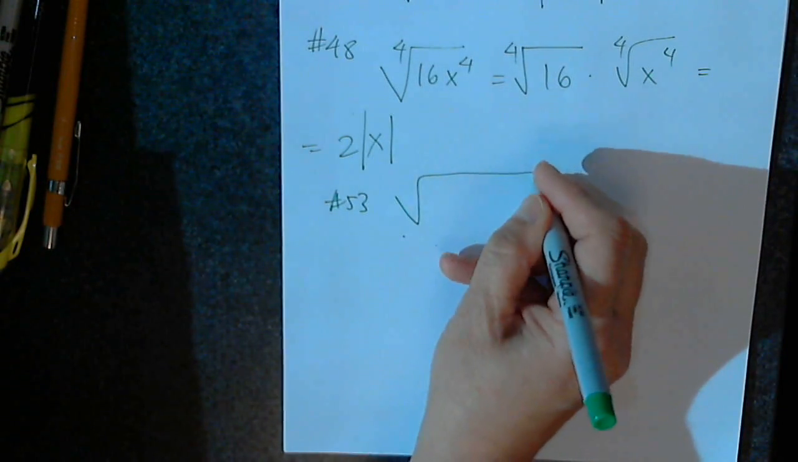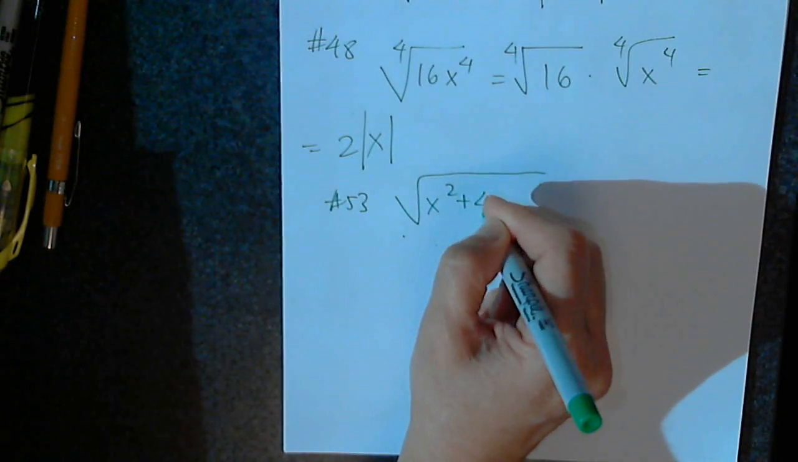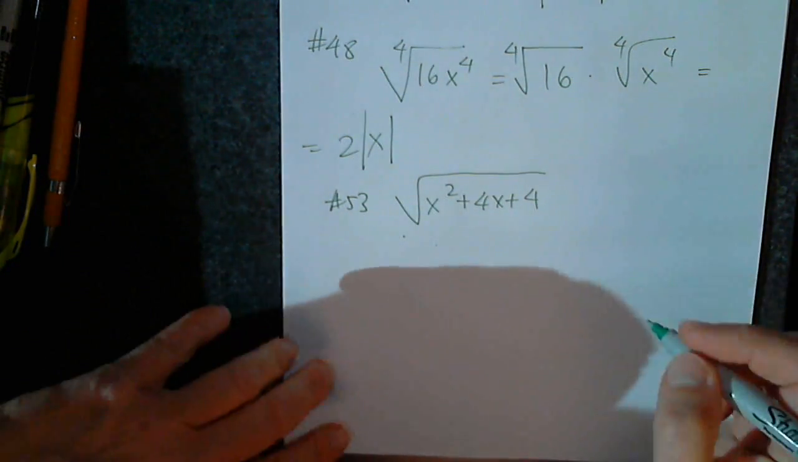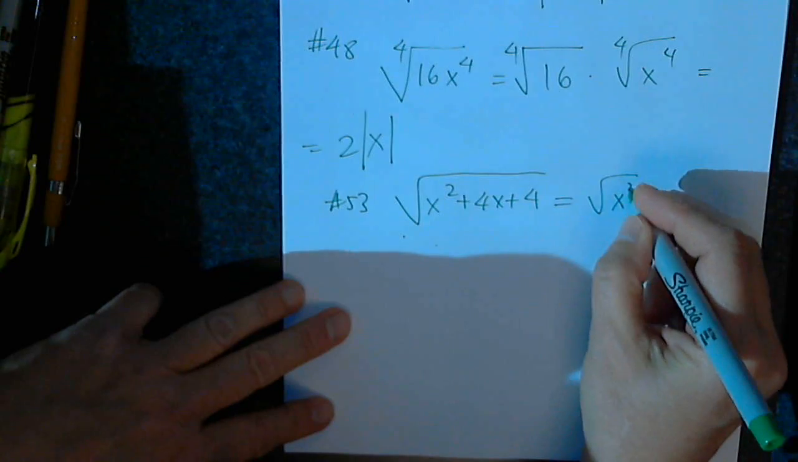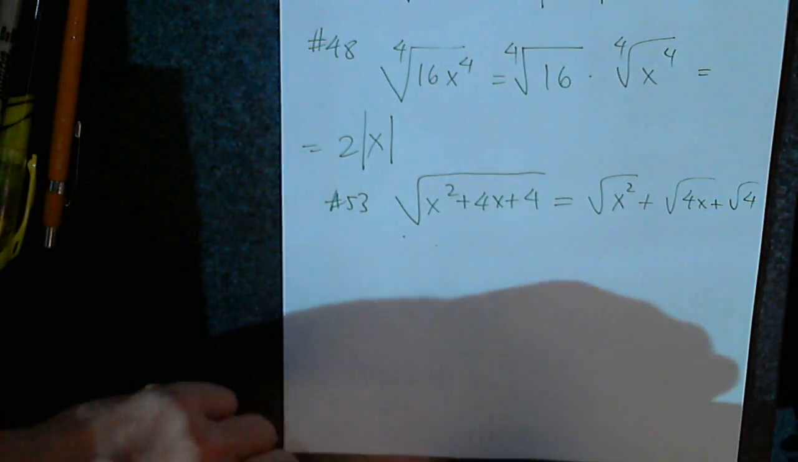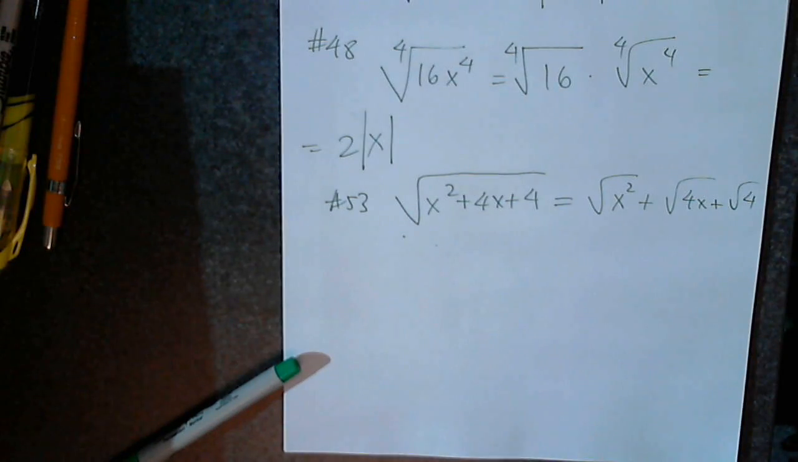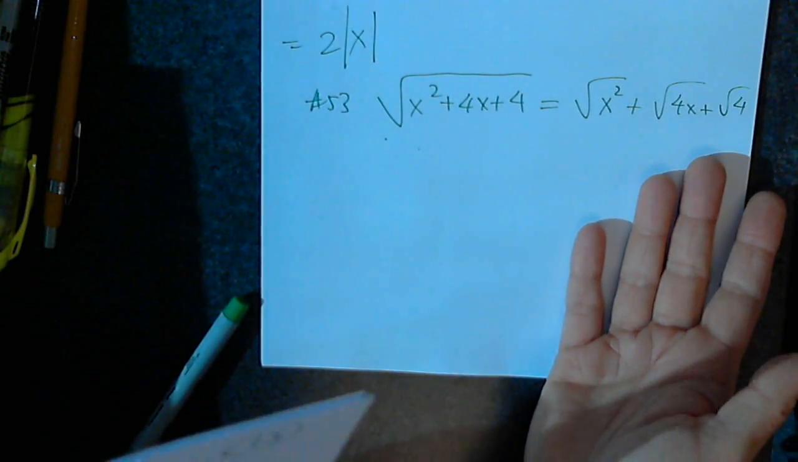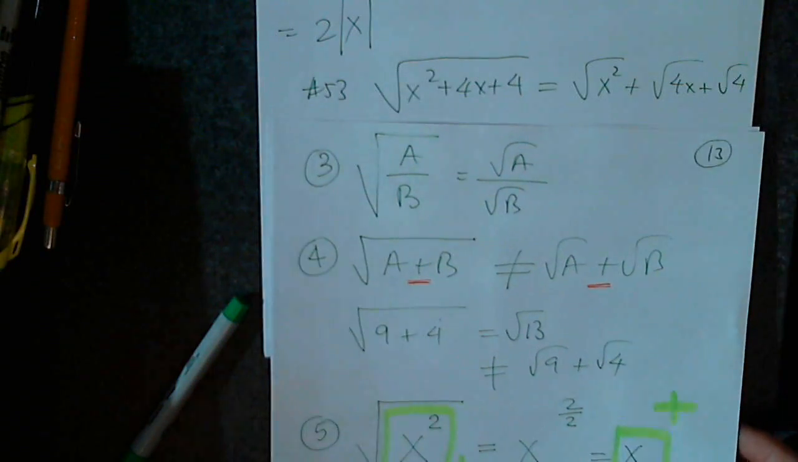The square root of x squared plus 4x plus 4. What do we do with this? Wonderful. How come that I cannot do this? This is what I want to do, because you can split it. Of course. This was the third property. Please remember it. This is a horrible mistake. Absolutely horrible. And we mentioned it here.